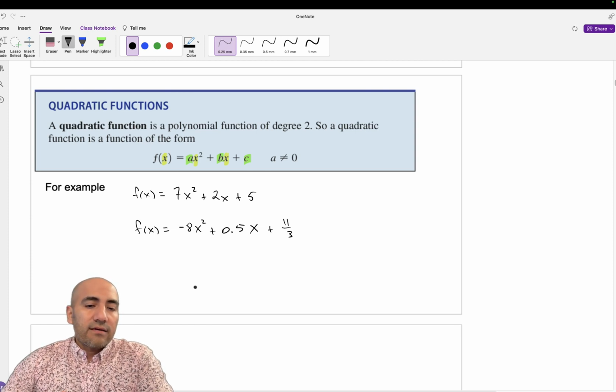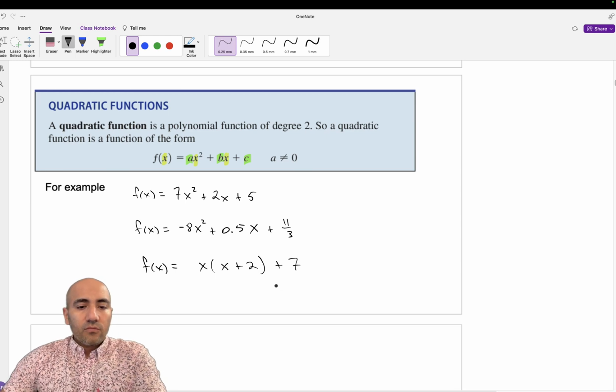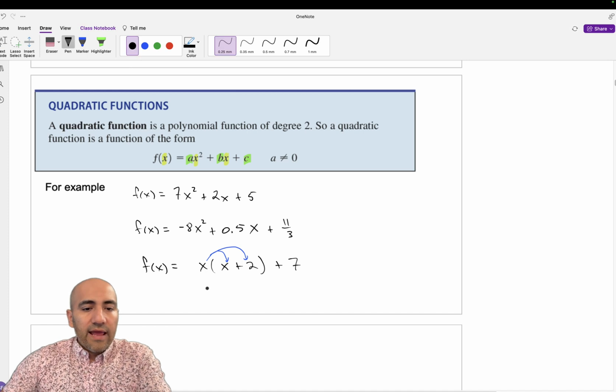Also, it could be a quadratic sort of in disguise, something that requires a little bit of algebraic manipulation to get you there. So for example, you could have something that fits this form. Maybe it's like x times x plus 2 plus 7. Right, so it doesn't quite look like that, but I know that after just a little bit of work, I can make it fit that. So if I distribute this x, then I know that that ends up with an x squared. So at that point, we end up with f of x equals x squared plus 2x plus 7. And now it fits that form right there.